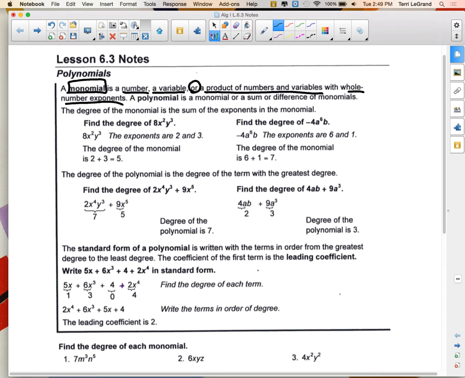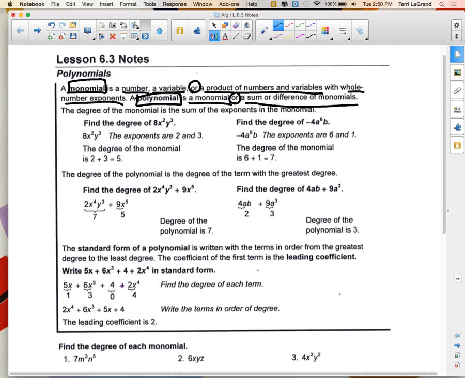Well, I said a monomial is a polynomial, because it says right here, a polynomial is a monomial. So as soon as you see a monomial, you say, oh, guess what? You're also a polynomial. So a polynomial is a monomial or the sum or difference of monomials. The sum or difference. And so as soon as you start seeing some terms being added and or subtracted, now you've got a group of monomials that are making up a polynomial.